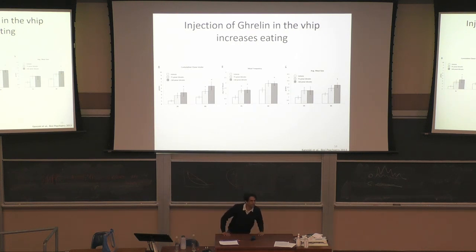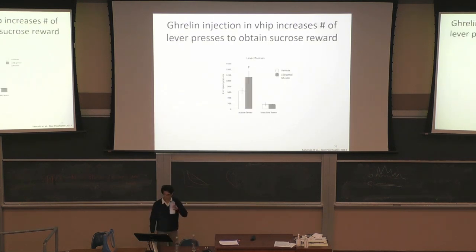Do we know what effect ghrelin has in the ventral hippocampus, whether it's excitatory or inhibitory? Yeah, it's a good question. They didn't do that in this paper, but that would be good to figure out.